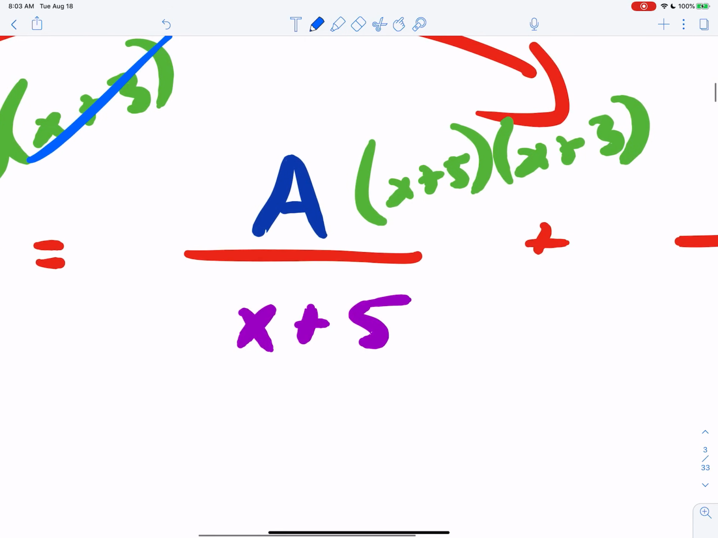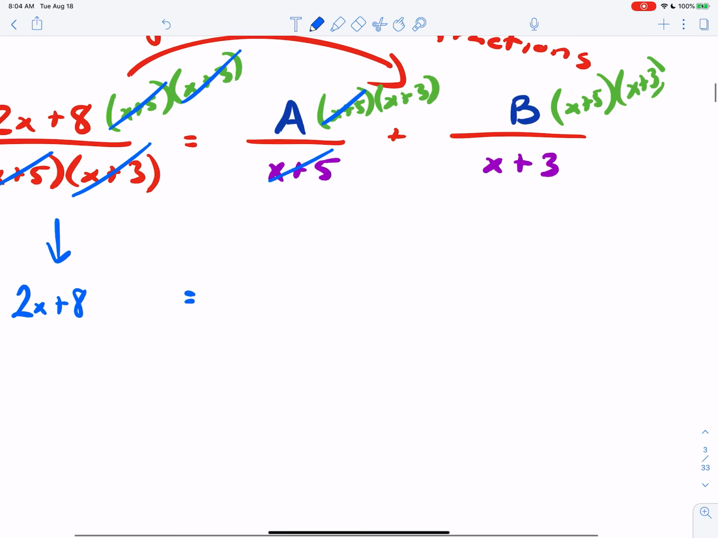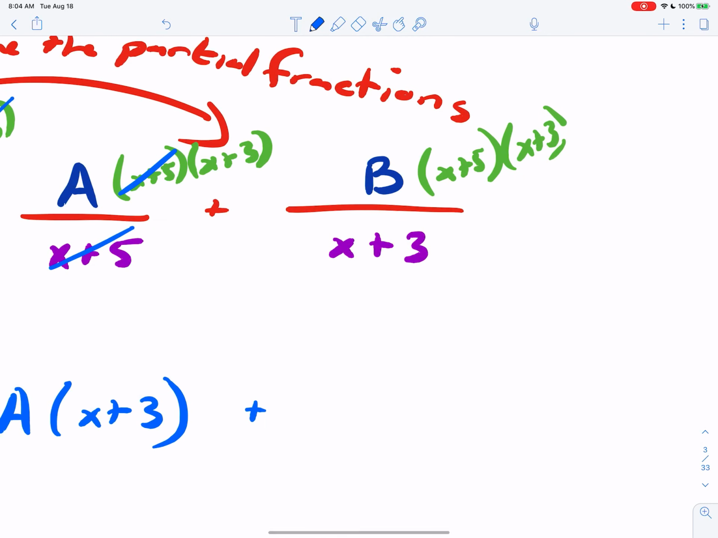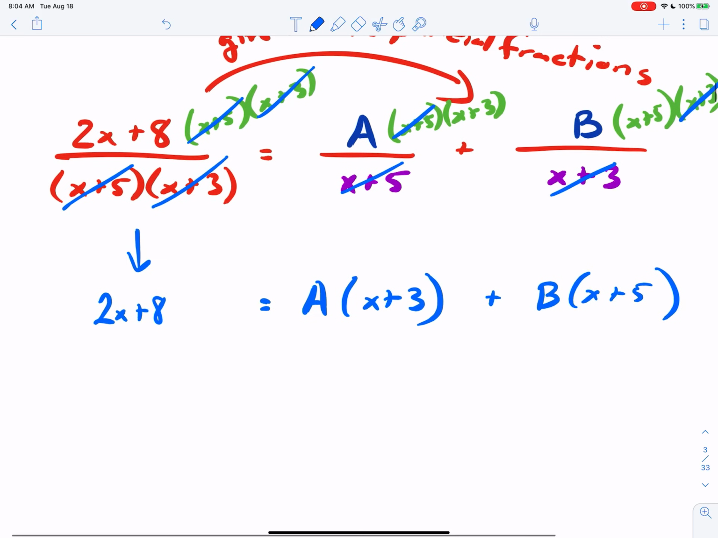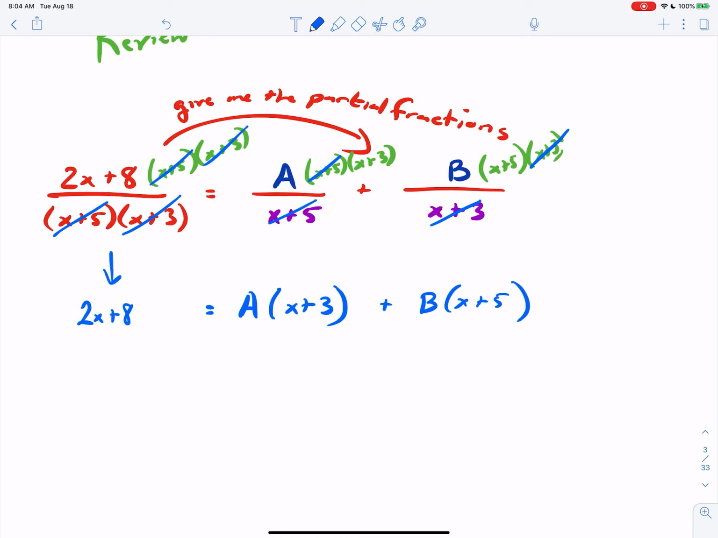Now, over here, the only thing that reduces is the x plus 5, but you're left with the A as well as the x plus 3. We have a little plus sign right there. Now over here, x plus 3 reduces, but we are left with the B as well as the x plus 5. So if you notice, we got rid of all of our fractions, which makes this a lot easier to deal with. Now, do I expect you guys to do that every single time?